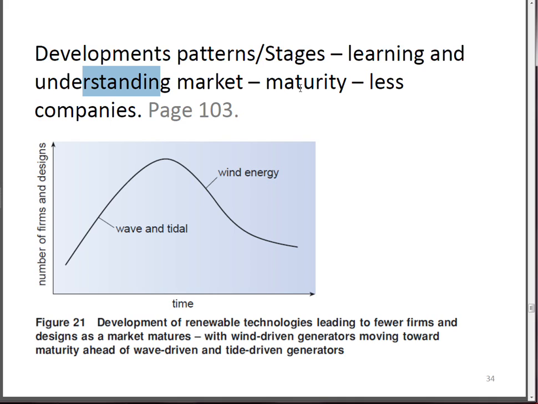Market matures, market changes, and as they do, there are fewer companies competing. You can read more about it on page 103 and look at figure 21. It talks about the number of firms for wave and tidal energy and wind energy, and it shows the difference in companies leading to fewer companies participating in this initiative. Because we've learned the market, we understood it, the market has matured, and there will always be fewer companies competing on the product as market matures. You will see more about it on page 103.